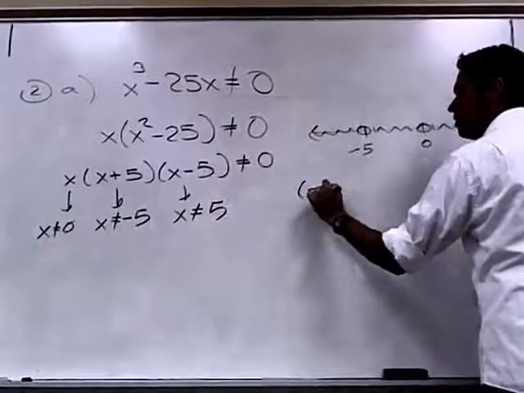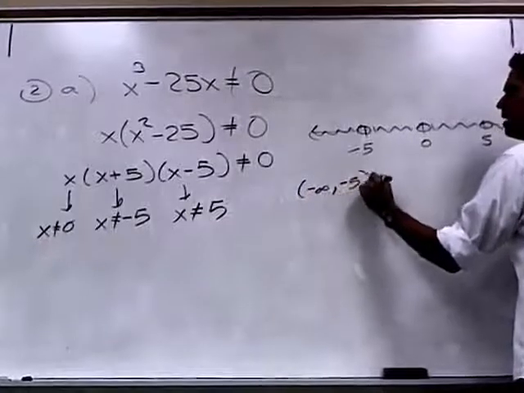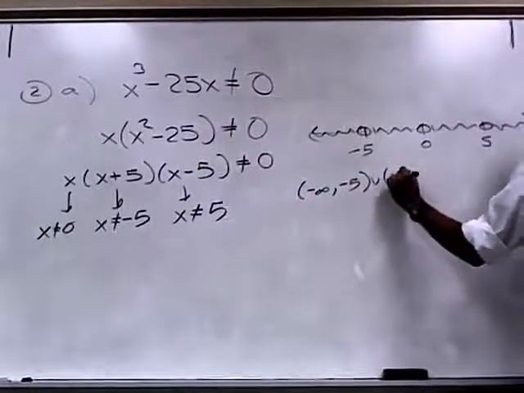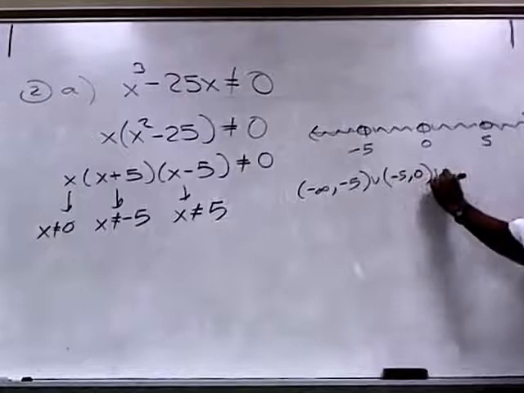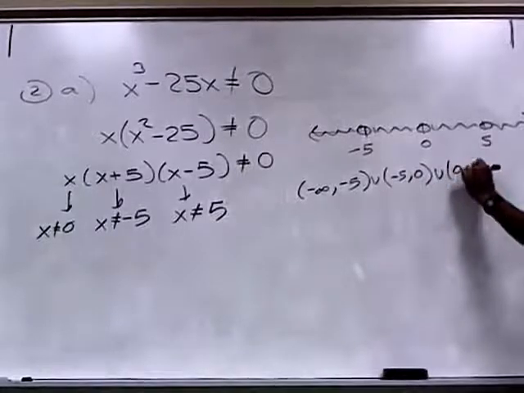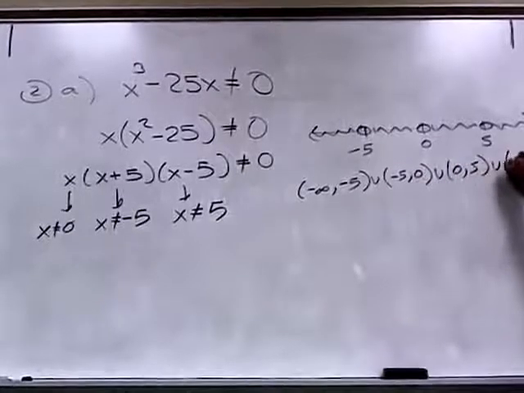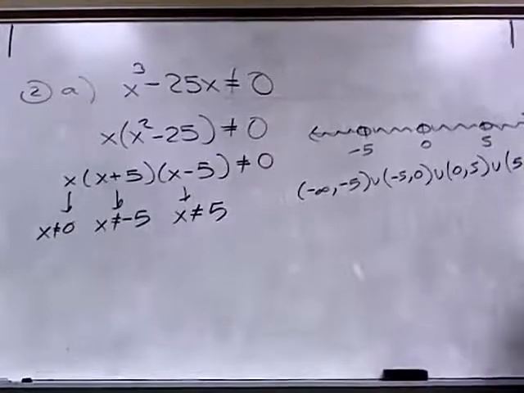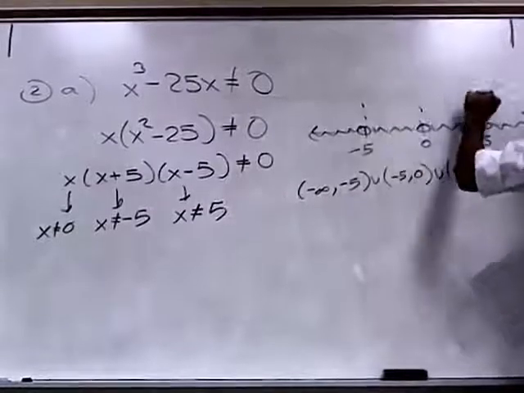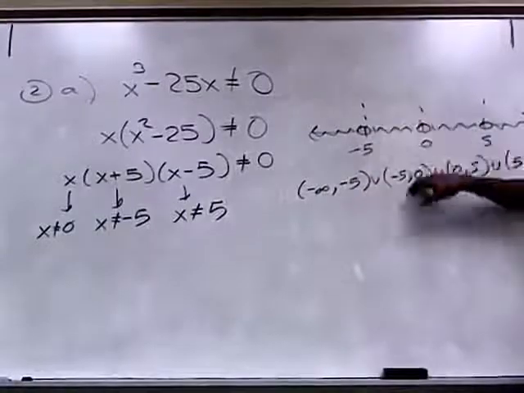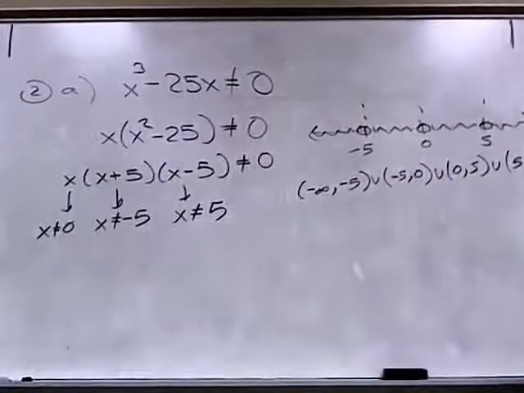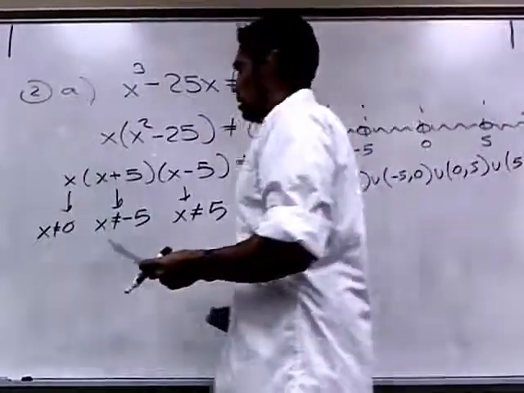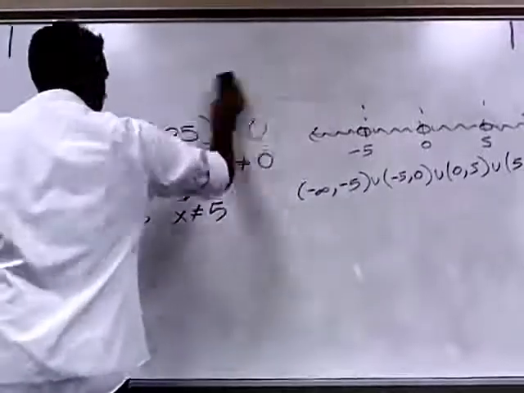Negative infinity to negative 5, but then unioned. Negative 5 to 0, but then unioned. 0 to 5, but then unioned. 5 to infinity. So I have, it was like 4 sections, right? This one, this one, this one, this one. What about 2b?